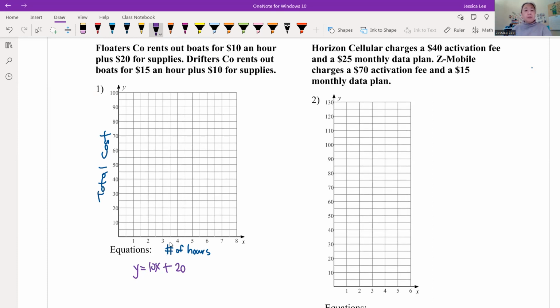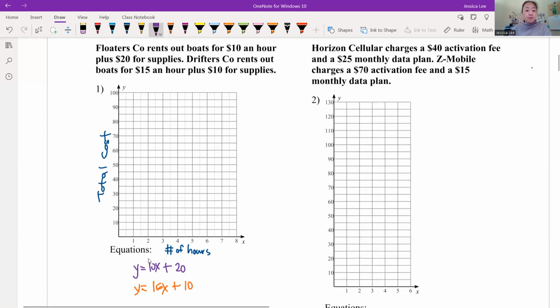And we look at our second, the Drifters Co. They are charging, so again, it's going to be y is equal to 15 bucks an hour, so a little bit more expensive. But the upside is their supplies are a little bit cheaper, so it's going to be y equals 15x plus $10 for supplies. So which one's better? These are always the ones that we try to figure out.